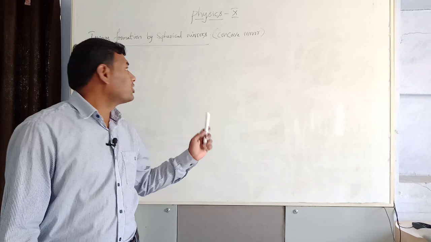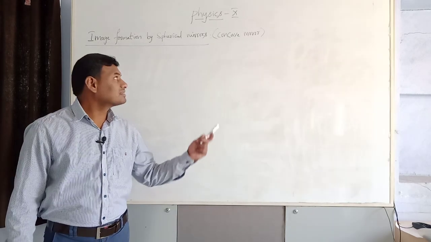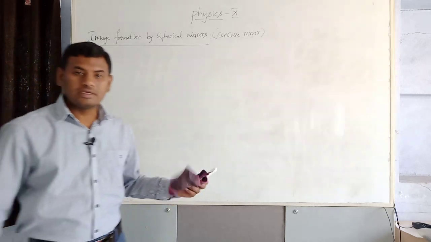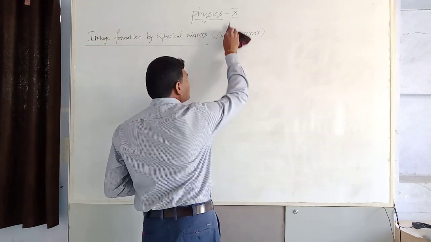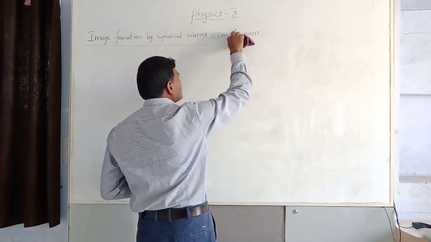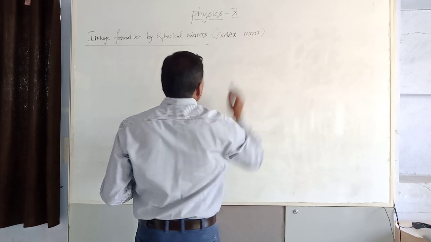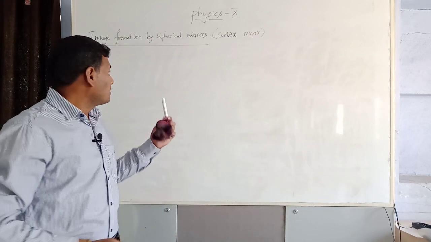So we have been discussing image formation by spherical mirrors, that is concave mirrors. Now let us see how image will be formed by using convex mirror. So, image formation by convex mirrors.